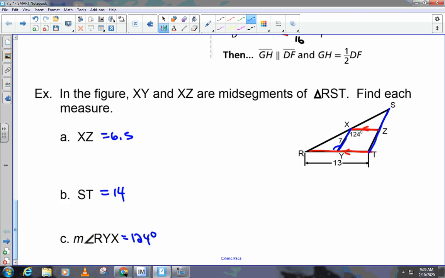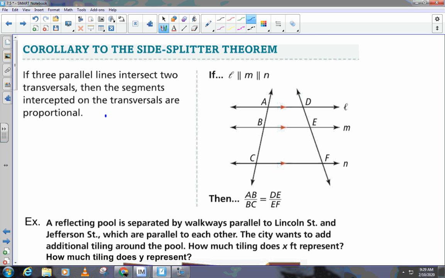Okay, there's a lot in this chapter, honestly. Okay, now here's a corollary to the side splitter theorem. It says if 3 parallel lines intersect 2 transversals, then the segments intercepted on the transversals are proportional. So it's kind of like the side splitter theorem, but the side splitter theorem was with a triangle. These aren't necessarily triangles, but you have 3 parallel lines and you have 2 different transversals. Okay? Well, if these are parallel, then these transversals are broken into proportional parts.